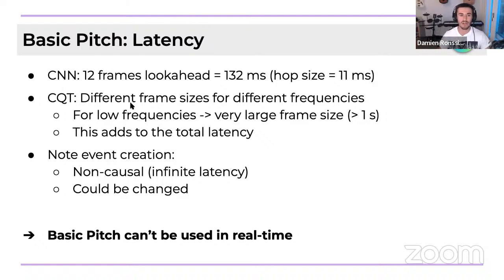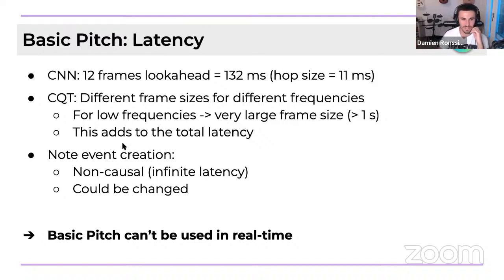It's different from an FFT because the CQT uses different frame sizes for different frequencies, and it will use huge frame sizes for low frequencies in order to have a good resolution in the low frequencies. And huge frame sizes means more than 1 second. And this adds to the total latency of the algorithm. So if you have something with 1.5 seconds of latency, it's not even worth it.